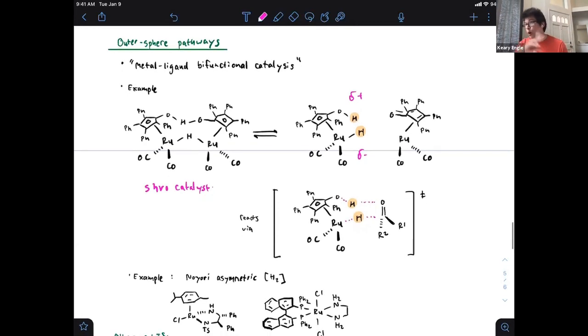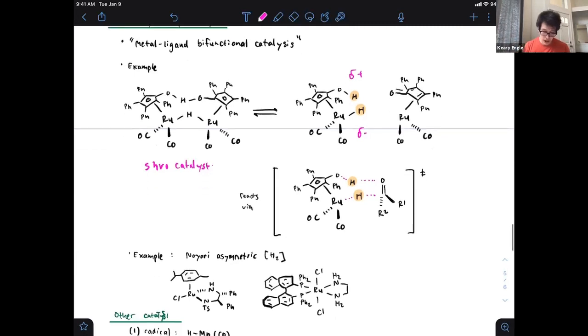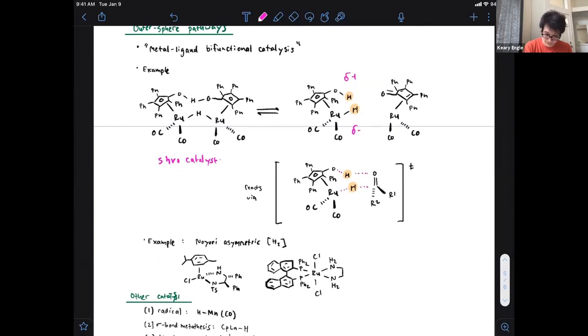And I've shown this as just one example of what is really a common reactivity paradigm, and also manifests itself in other members of the Noyori family of reductions, notably these examples that contain diamines that have an NH bond present. I won't cover this in detail, but I encourage you to take a peek at this in the textbook. As these reactions proceed, they also generate a metal hydride.